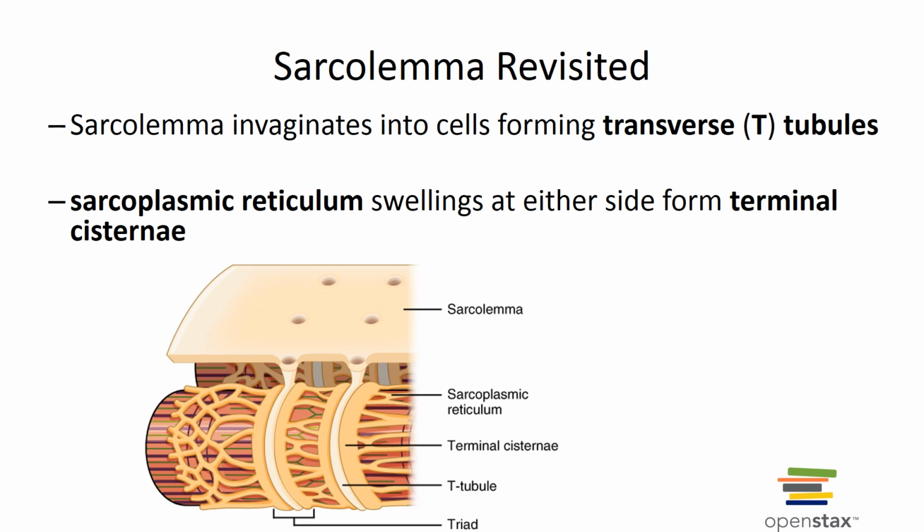On either side of a T-tubule, the tubules of the sarcoplasmic reticulum enlarge, fuse, and form expanded chambers used for the storage of calcium ions called the terminal cisternae. One T-tubule plus the terminal cisterna located on either side of the T-tubule forms a triad, which is shown in the diagram.